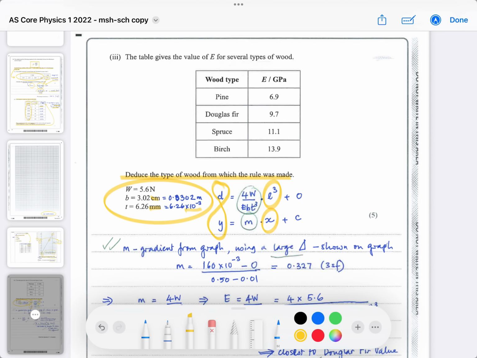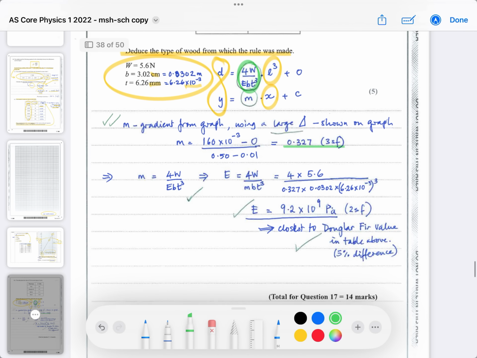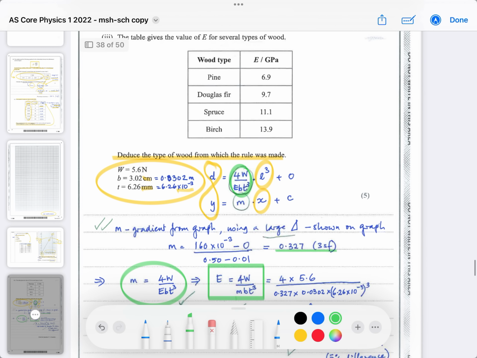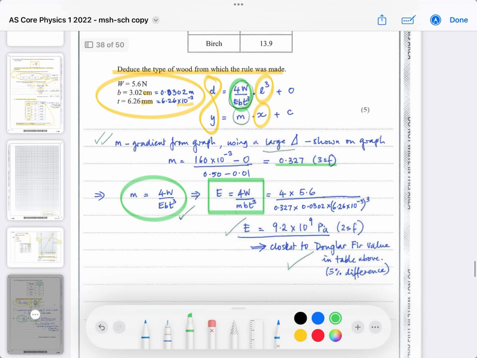So we know the gradient that we calculated must be equal to this term here in this green circle. We know the gradient is 0.327 from the data I've shown on the examiner's graph. So you put 0.327 equal to this, or better still, change the subject of the equation first, because you want to calculate E, so you can compare the E to the values of E given in the table for 4 different types of wood. Put the numbers in.